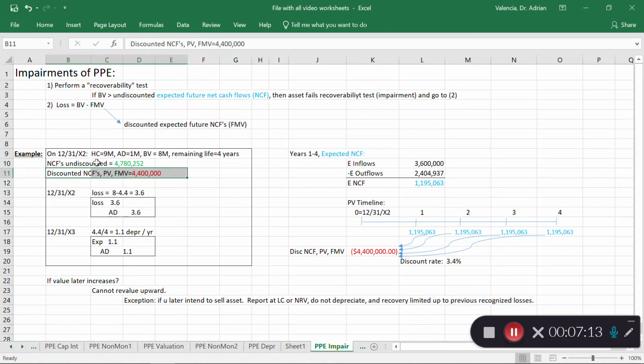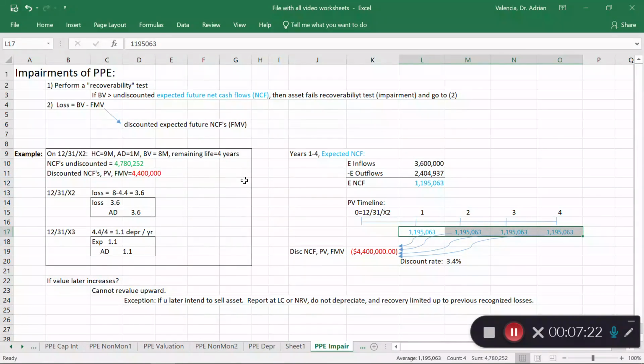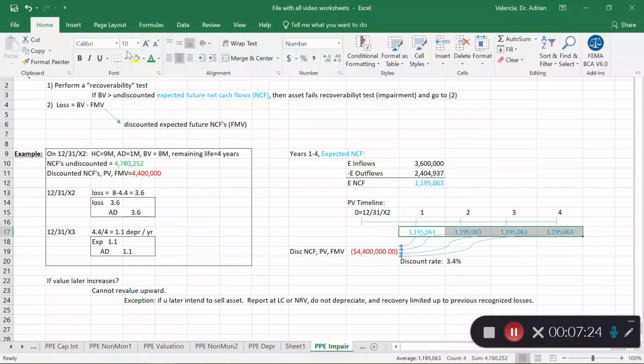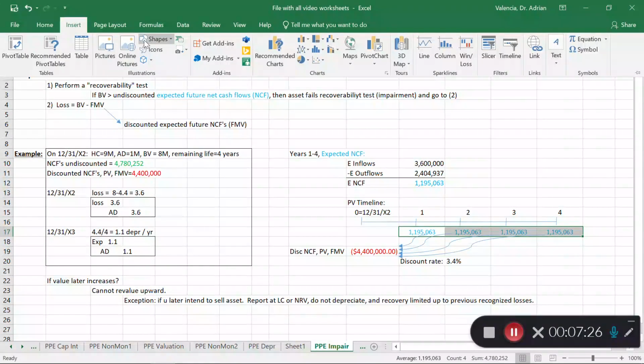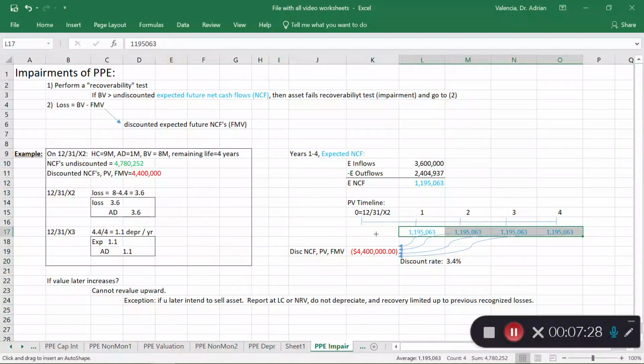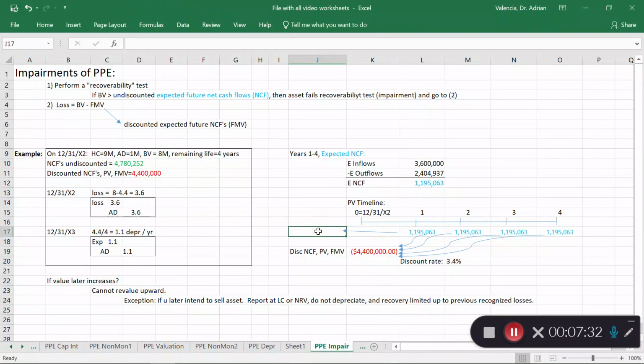Now, where do I get the undiscounted net cash flows? That's just the summation of these 4 right here without doing any type of interest discount. So if I were to do a little summation there, I'll show you real quick. So the summation of these 4, let me block them here, is the 4.78 million that I'm talking about right here.